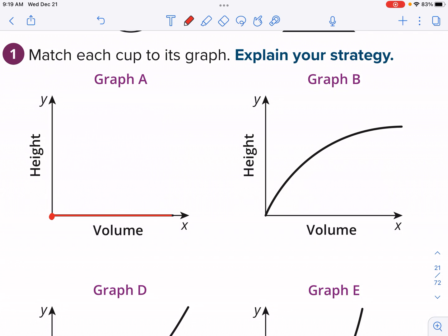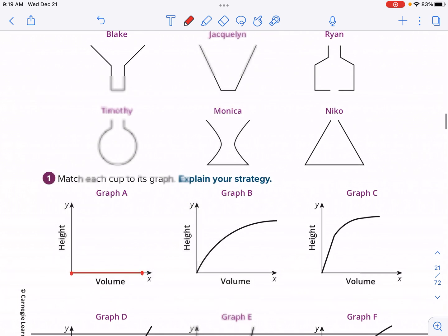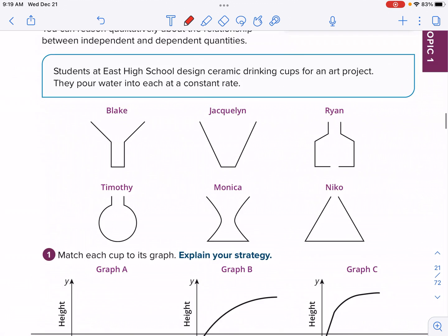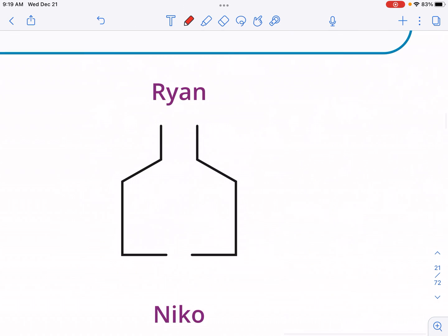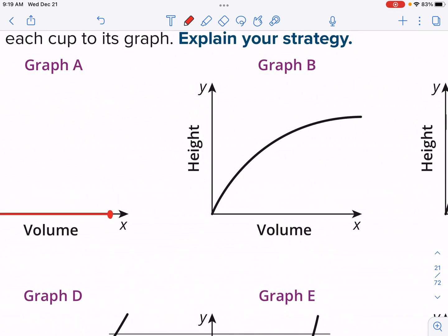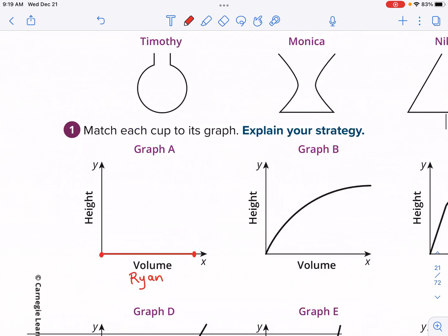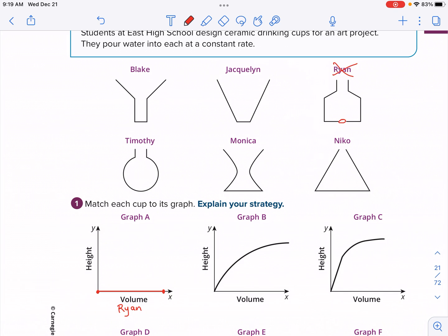ounces of water, or sorry, the height of this. Maybe it's in terms of inches. And at the end, there's no water in this cup at all. Which one of these, if we poured water into it, would hold no water? That's going to be Ryan here. The reason is because Ryan made a gap in the cup, so it's just going to pour right out. So for this, let's put Ryan. And let me cross off his name so I know we've used it.